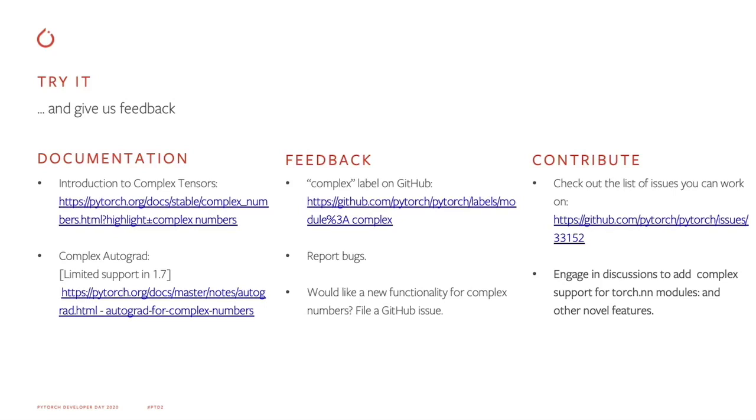We also have a lot of interesting ongoing discussions at GitHub, like complex support for torch.nn modules that you can get involved in. Finally, if you'd like to request new functionality or join the amazing community of contributors, check us out on GitHub. We're constantly monitoring the complex label on GitHub, so filing new issues and engaging in discussions is a great way to let us know what you'd like to see in the upcoming releases.